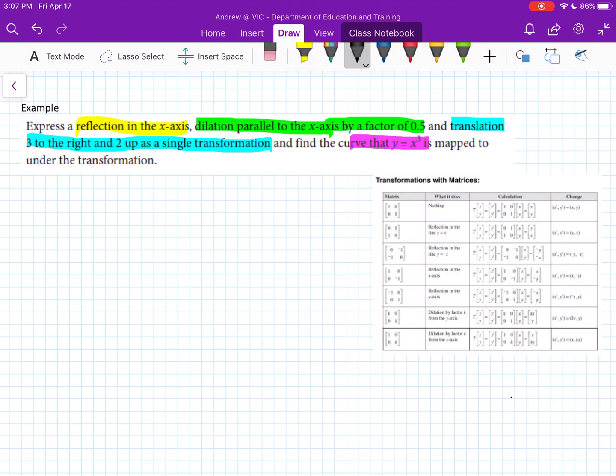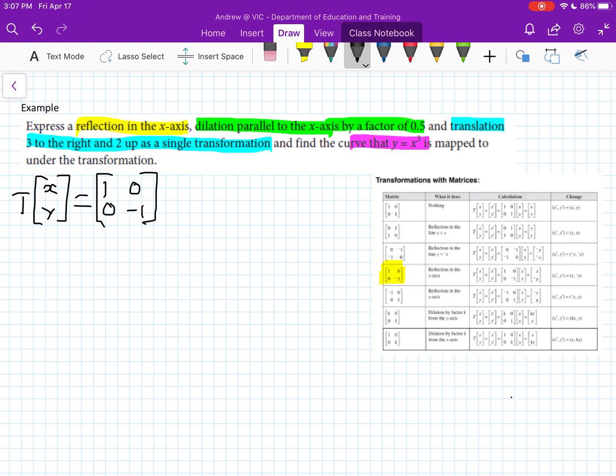So we start off just by having our x and y. First we've got a reflection in the x-axis. The reflection in the x-axis is this matrix here, so we just write that one out. This one is 1, 0, 0, -1. Then that's our first one.